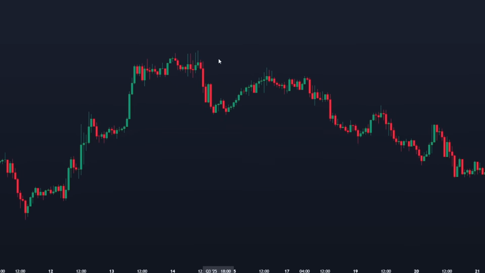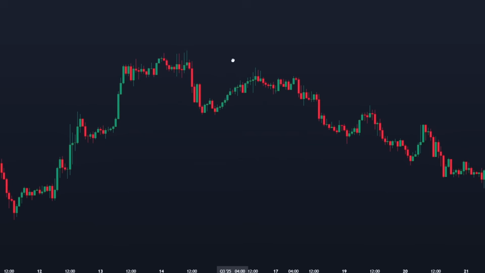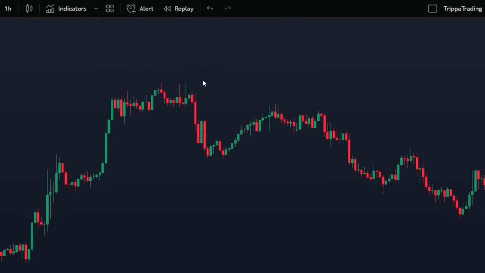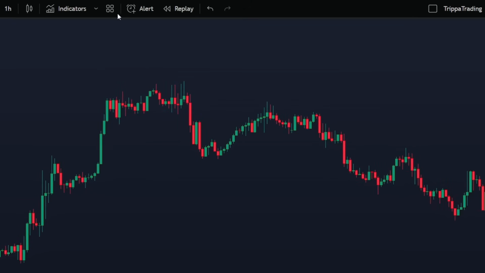Here's the plan. First, we'll go over each indicator on its own. Then I'll show you how to combine them for maximum effect. Finally, we'll jump into TradingView's replay mode so you can actually see how the rules play out in real time.